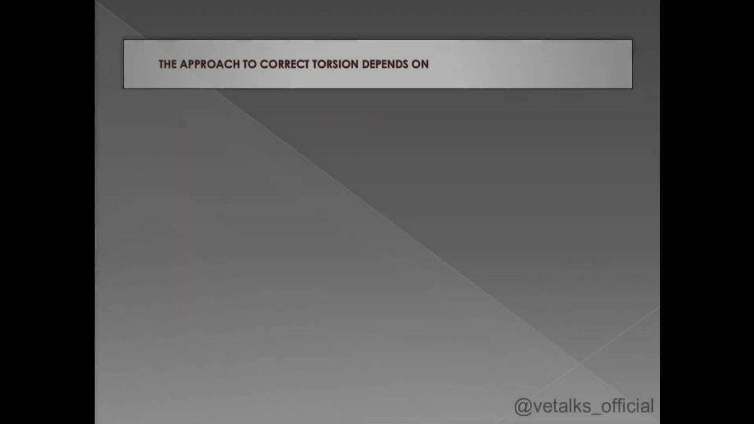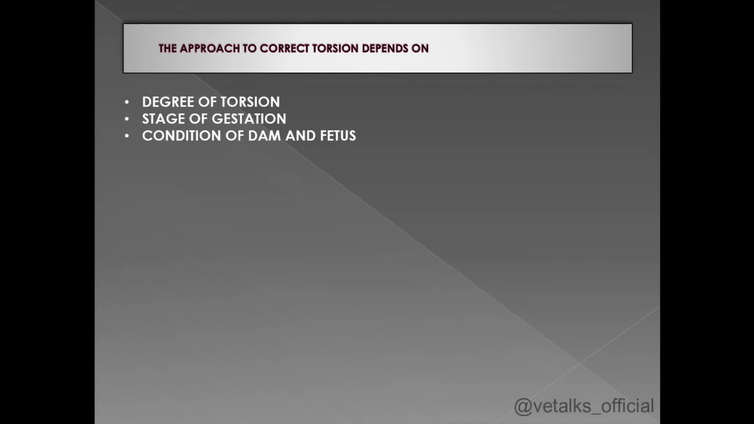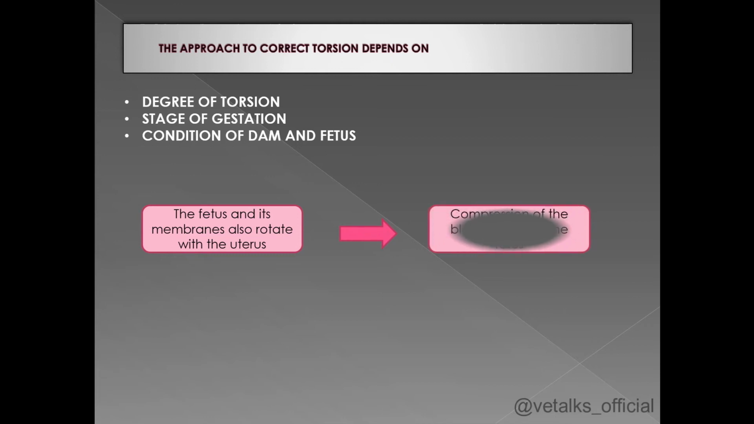Next comes the approach to correct torsion, which depends upon the following factors. Number 1, degree of torsion. The greater the degree of torsion, the greater the difficulty in correcting it. Next is the stage of gestation, and finally the condition of the dam and fetus.